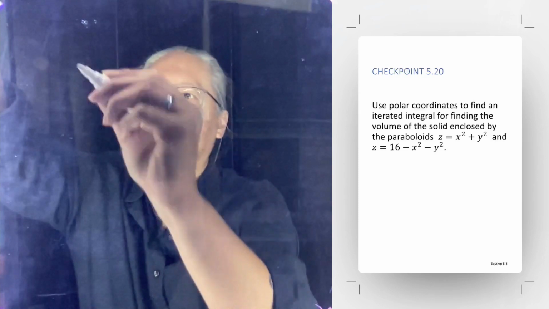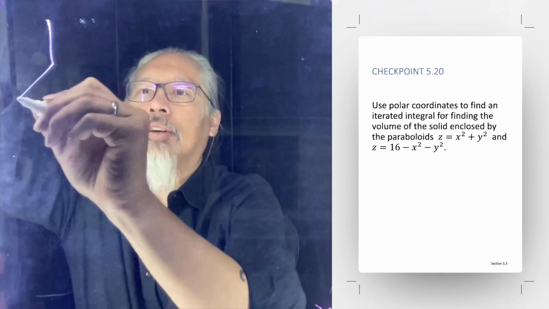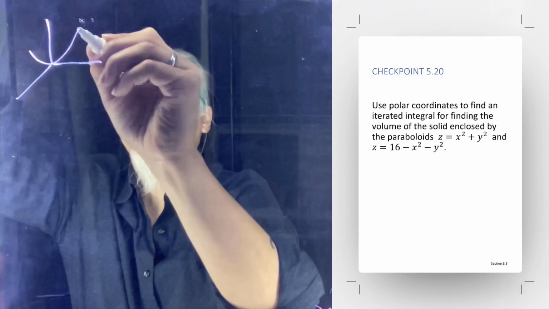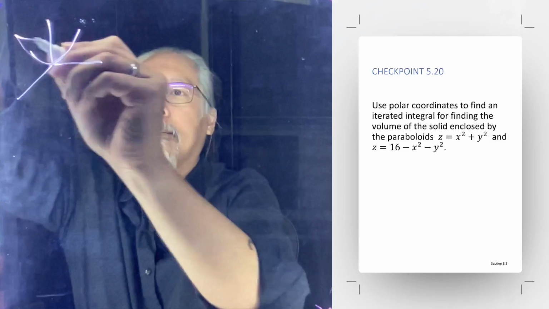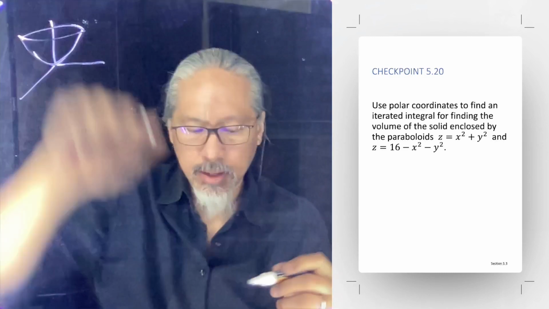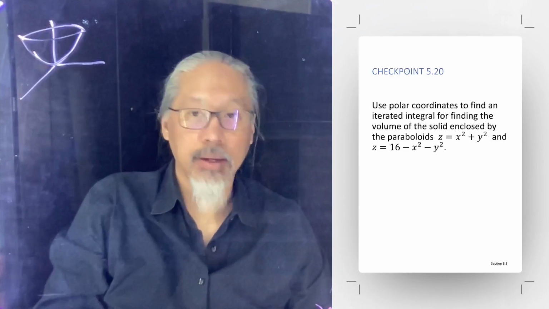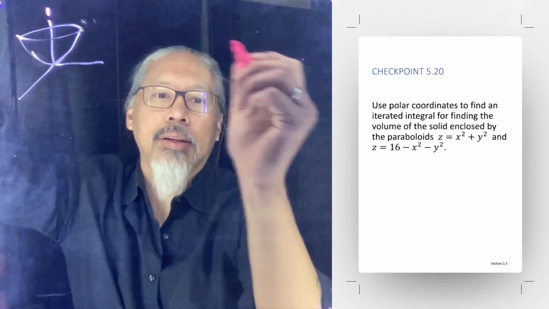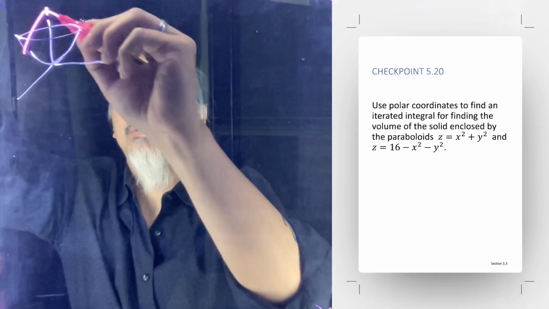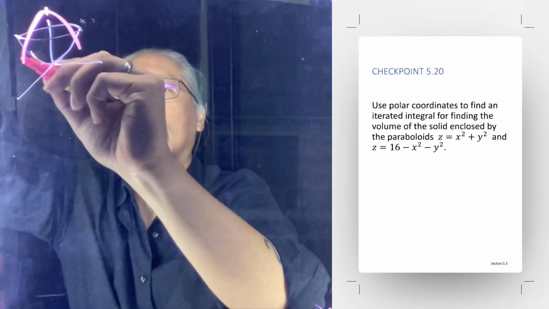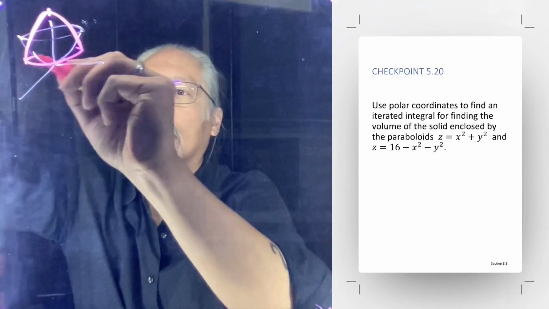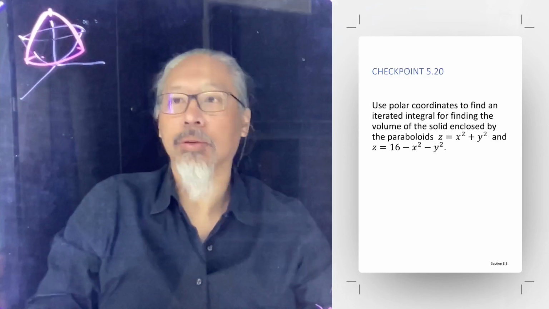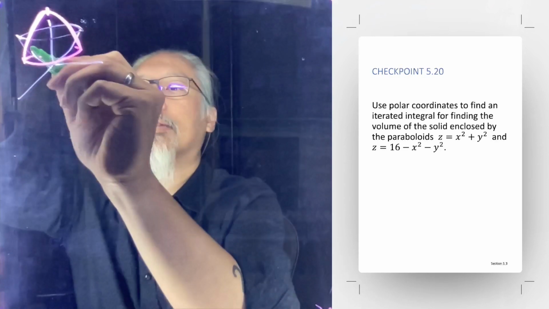Let's first take a look at what this region might look like. We have a right side up parabola starting at the origin, and then we also have an upside down parabola starting at 16. Somewhere along the line they will intersect, and then you will have the intersection here.